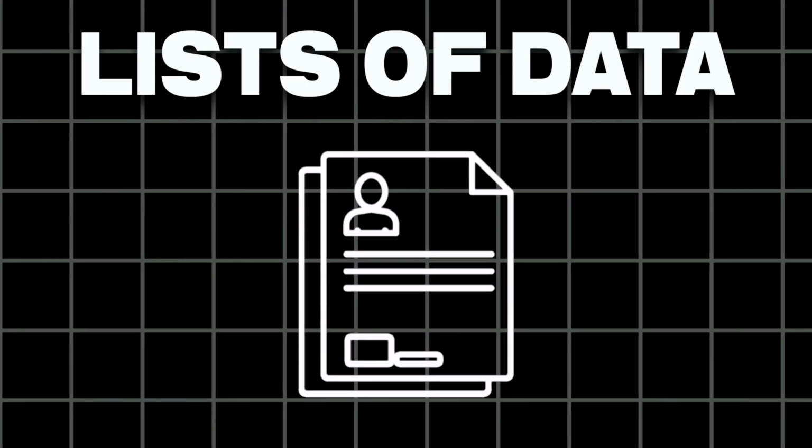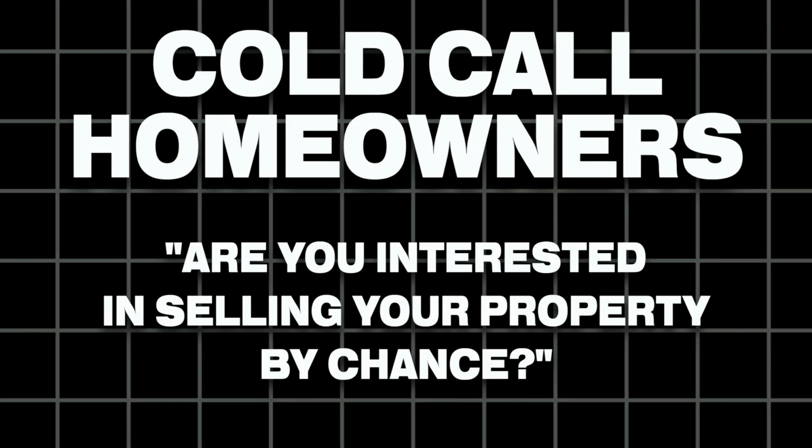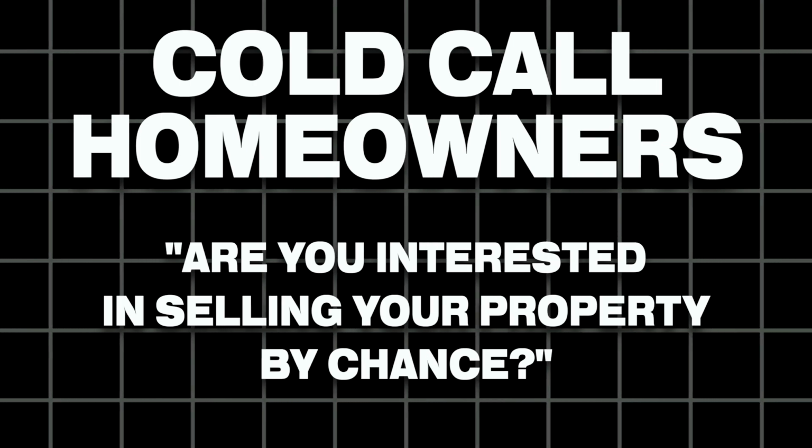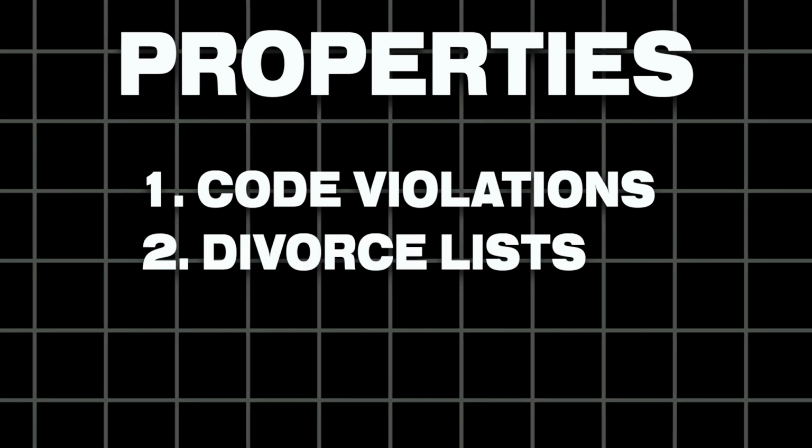You can get lists of data and cold call homeowners and say, "Hey, are you interested in selling your property by chance?" And you can pull lists of data of sellers that have owned their property for 20 years. So that way it's likely they're willing to sell it because they've owned it for so long. You can get properties where there's code violations, divorce list, death list, all these motivated factors. You can get data like that and then cold call it. You can also go door knocking, or you can go driving for dollars.